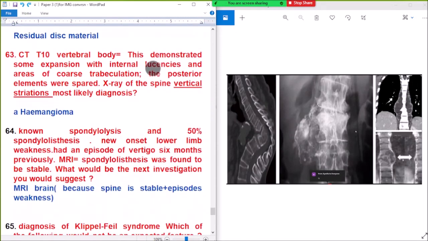Next, question number 63. This scan shows the T10 vertebral body demonstrating some expansion with internal lucencies and areas of coarse calcification. The posterior element was spared. X-ray of the spine shows vertical striation, which is diagnosed as hemangioma. When X-ray of the spine shows vertical striation, the most likely diagnosis is hemangioma.